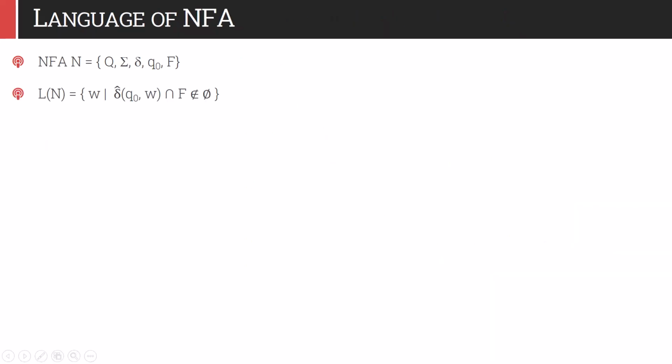Let us consider an NFA N, that is the standard 5-tuple representation. Then the language of this NFA N is given by all the strings w such that if we apply the extended transition function on w from state Q0, we get some output as a set of states, and the intersection of that with the set of final states is not null. It means whatever states are represented by the transition function on w, it must contain a final state, only then is the string accepted, otherwise it is not. So the collection of all such strings will form the language of the NFA.